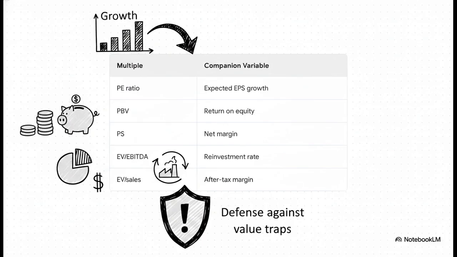Think about how these line up. For the PE ratio, that core driver is expected growth. For price to book, it's return on equity. For price to sales, it's net margin. For EV to EBITDA, it's the reinvestment rate.